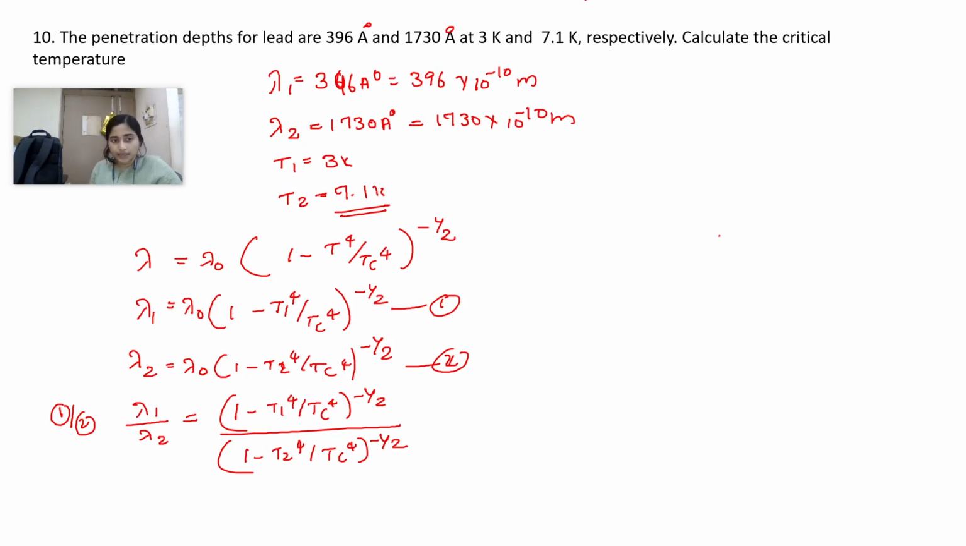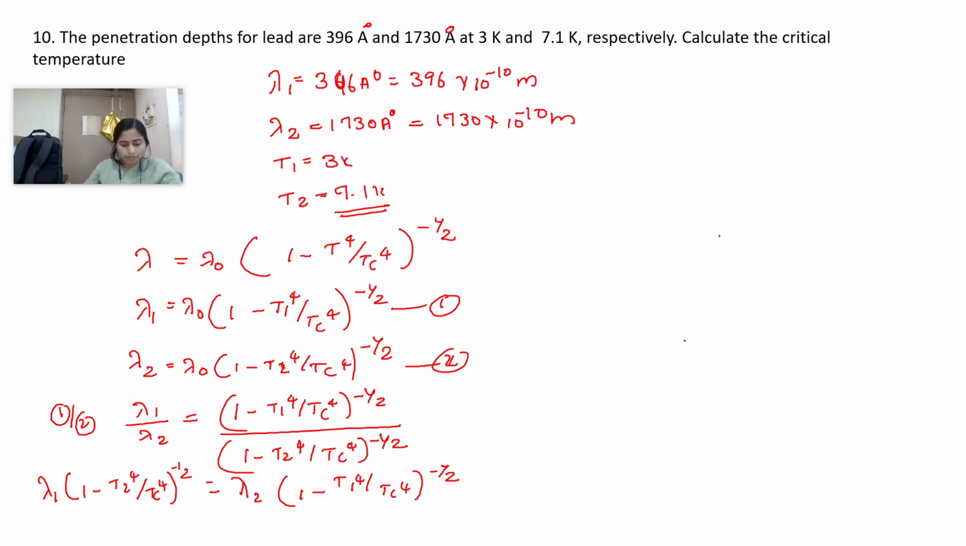It is like a normal mathematical step. You have to solve it here. Do the cross multiplication. So you will get lambda 1 times (1 minus t2 power 4 divided by tc power 4) whole to the power minus 1 by 2 is equal to lambda 2 times (1 minus t1 power 4 divided by tc power 4) to the power minus 1 over 2.